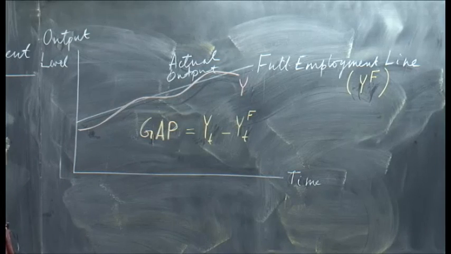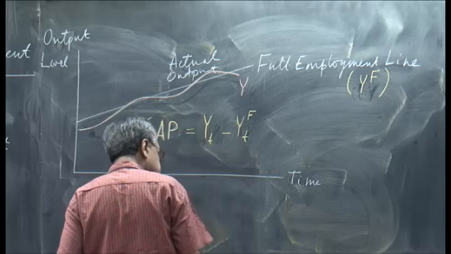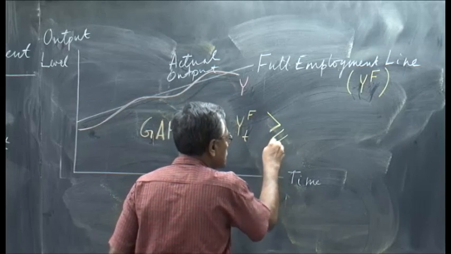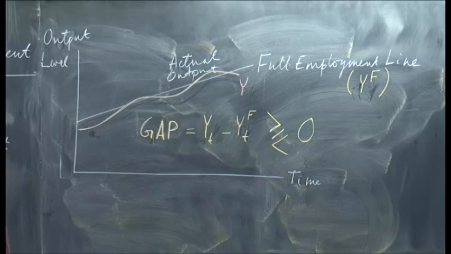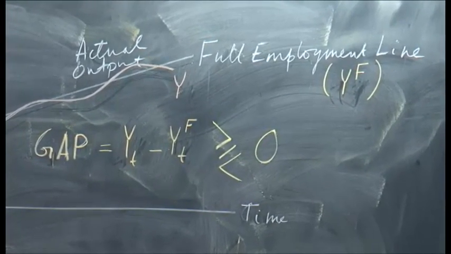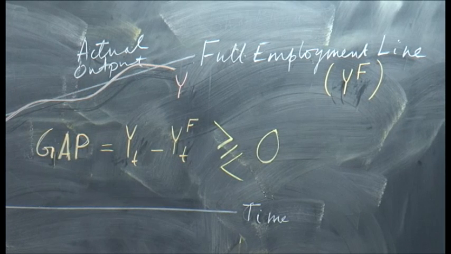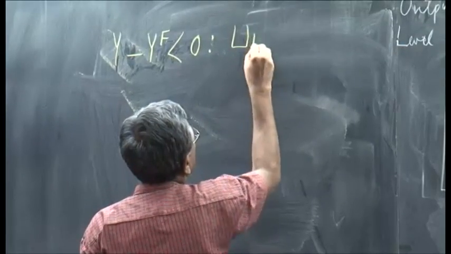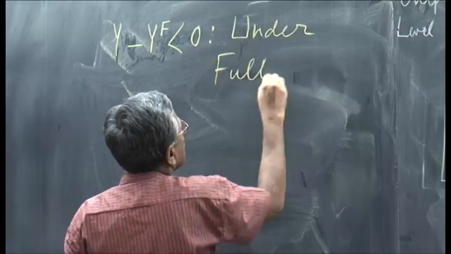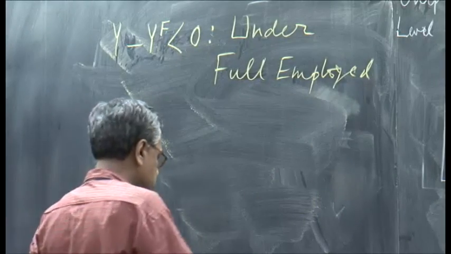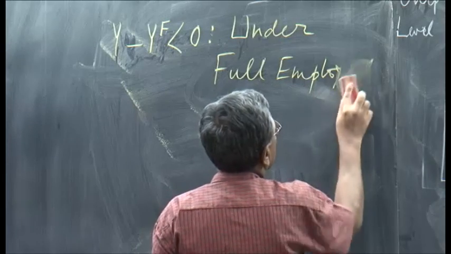Now the gap at any time period, which I guess you would understand much better than me, can be such that actual output is less than full employment output or above. So the gap can be greater than, equal to, or less than 0. When you have a negative number, Y_t, actual output, is less than full employment output, typically you say the economy is under full employed or underemployed. Y minus Y_F negative, you typically say under full employment.